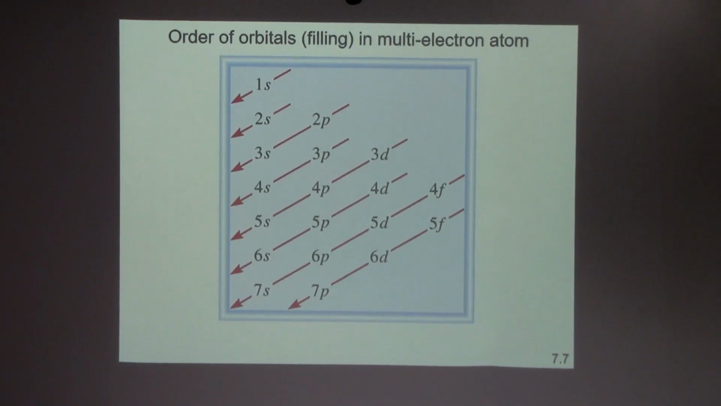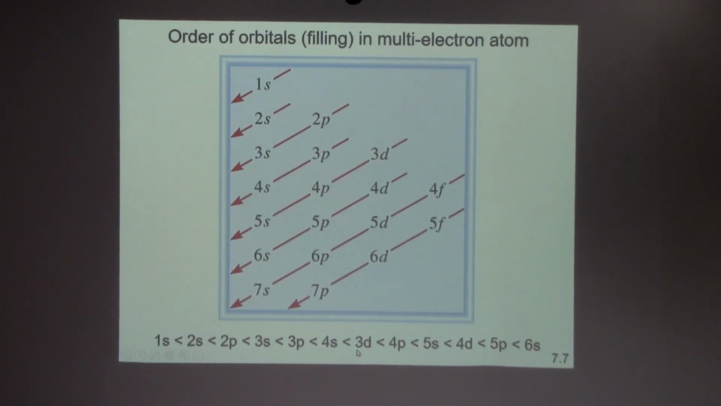So there is an order of orbitals, how you would fill the orbitals in a multi-electron atom. So first you fill out 1s, then you go to 2s, then to 2p, 3s, 3p, 4s, 3d, 4p, 5s, 4d, and so on. Okay?